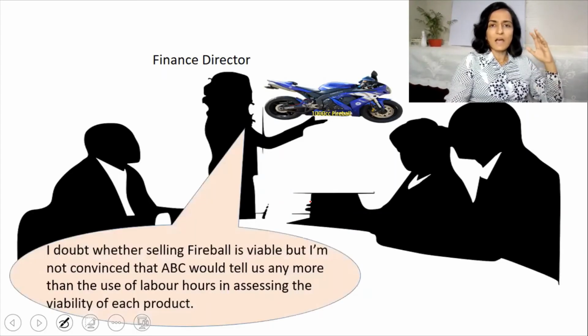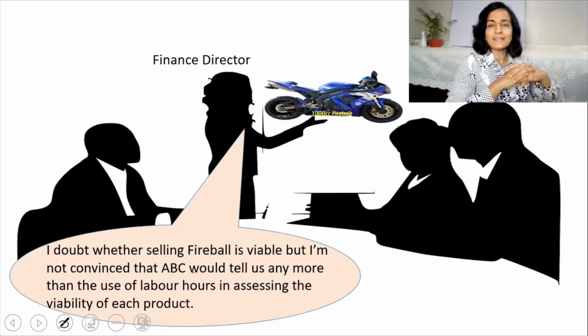Now, the last part of the question concerns the board meeting discussions. Each executive expresses his opinion about activity-based costing. The question asks you to evaluate their opinions, whether in your opinion the statements made by the executives are right or wrong. So let's listen to the board meeting discussions. The finance director says, I doubt whether selling Fireball is viable, but I am not convinced that ABC would tell us any more than the use of labor hours in assessing the viability of each product.